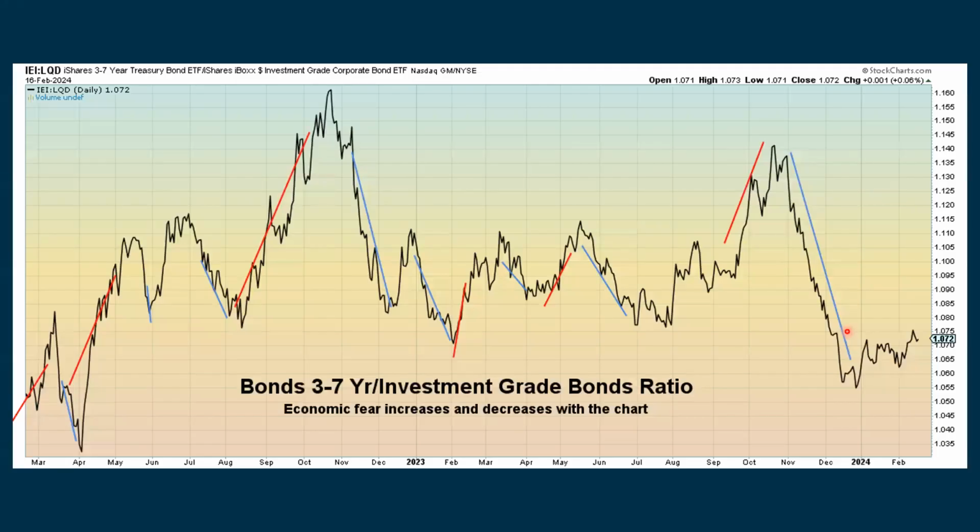Then we also have another fear gauge where I compare bonds with investment grade bonds to get some kind of fear versus greed type of measurement. And this one hasn't been all that helpful lately. Usually when this is going down, that means fear is decreasing. When this is going back up, that means there's an increase in fear. And maybe it is telling us something, but it's not necessarily lining up with some of the other fear gauges that we follow.